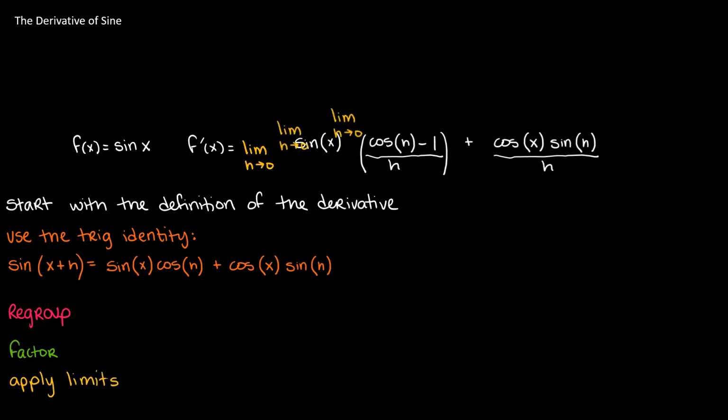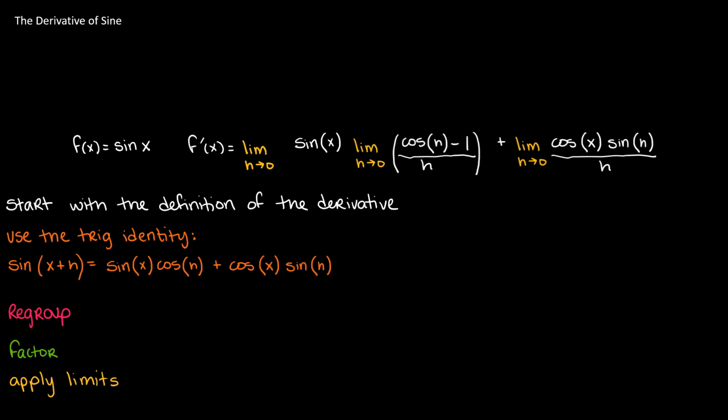We can apply our limit laws, allowing us to distribute that limit operator to each factor and each term. And then we're going to evaluate our limits. That first limit, as h is going to 0 for sine of x, well, sine x doesn't depend on h, so that limit is just sine x.